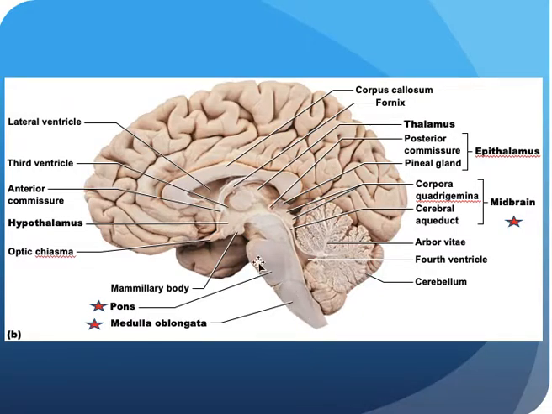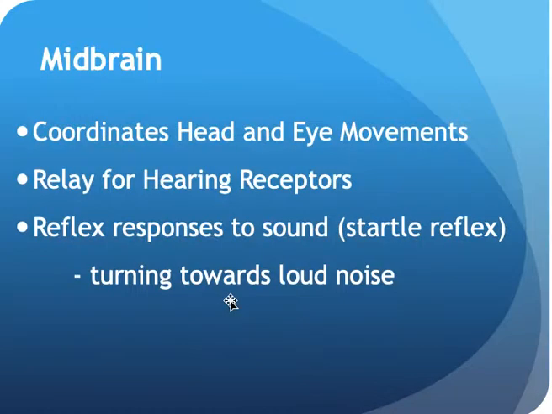Medulla oblongata, the pons, and then I can see this little midbrain right back in this area, and then there again is my thalamus. I can find the hypothalamus. I could do all those different little structures too. Okay, so label them, and then we'll go over the functions.